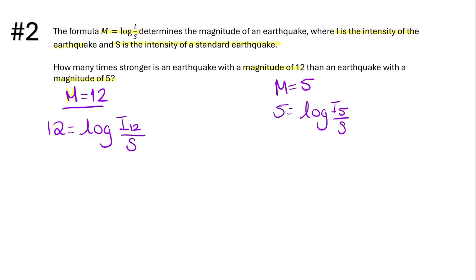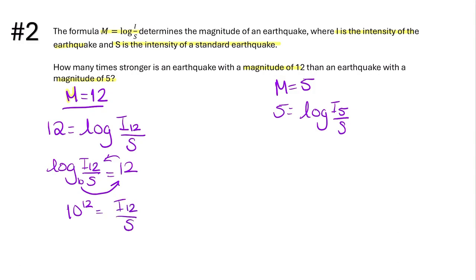So what we're going to do now is rearrange these formulas in terms of S so that we have some basis for comparing them. I'm going to flip this equation around so that I can rewrite it in exponential form. Because remember, log means common log, right? So it has a base of 10. So when I rewrite in exponential form, I get 10 to the 12th equals I12 over S. Here, when I rewrite this one, I'm going to first flip it around. So I have the log of I5 over S equals 5. Just rewrite in exponential form, and I have 10 to the 5th equals I5 over S.